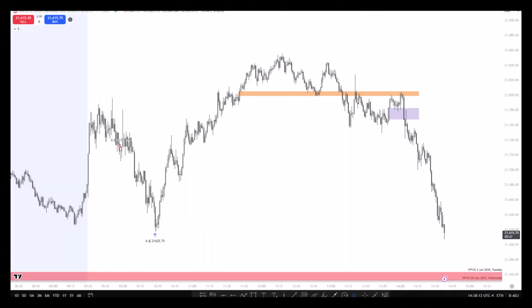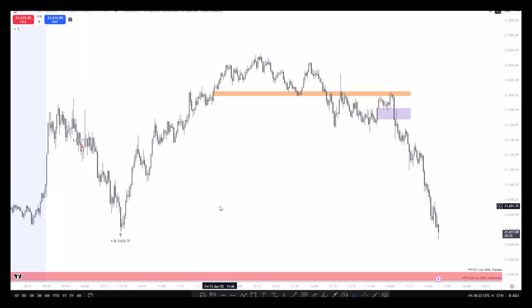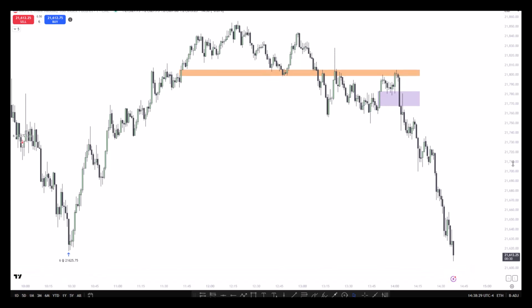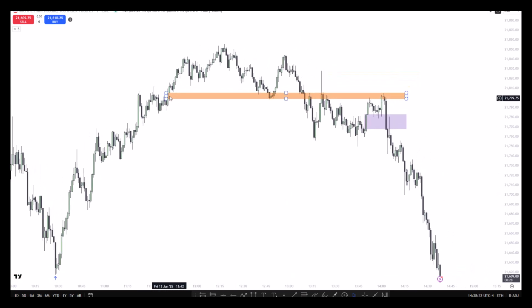Hey guys, I'm looking at the lunch and PM session delivery right now, and I can't stop being amazed at how these gaps deliver price. It's mind blowing. Look at that. Something I spoke about before. This orange box is the first presented fair value gap after 11:30. So I told you several times this is the lunch gap. I call it the lunch gap.